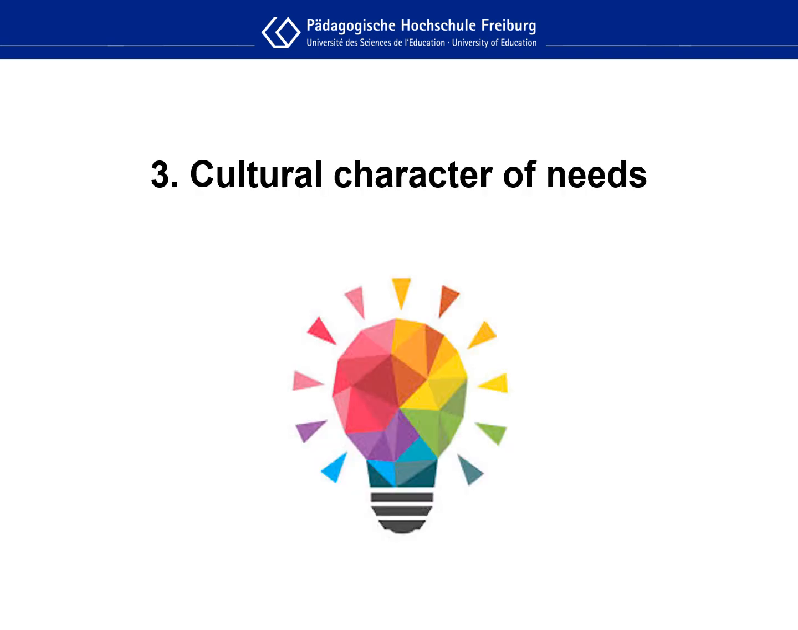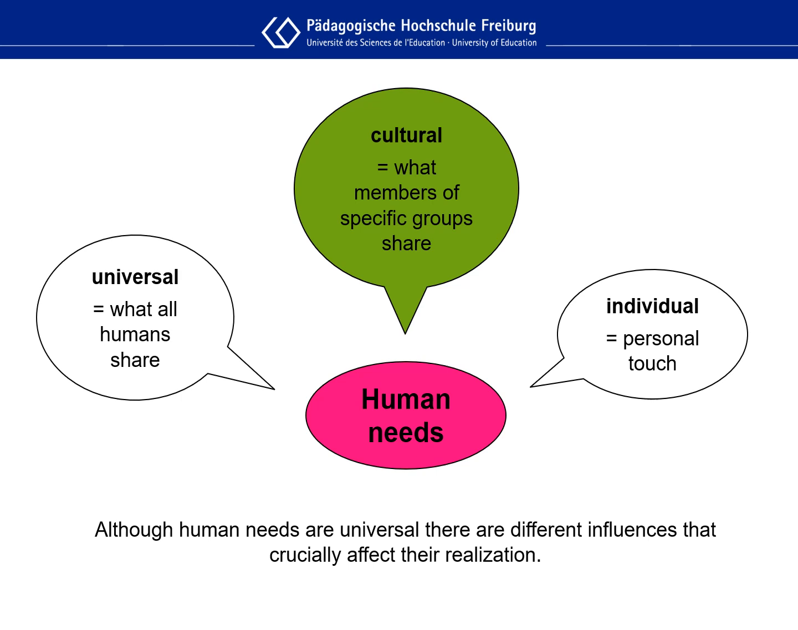As you can see from this example, it is important to examine the cultural character of human needs and their fulfillment. Even though we learned from Maslow that there are universal human needs, there are still influences that crucially determine their realization. One of the most prominent factors is culture. Culture influences our way of thinking and doing things, and thus the realization of our needs. Additionally, how we fulfill our needs will always be individual, meaning it has a personal touch. Let's take the example of the universal need for food.